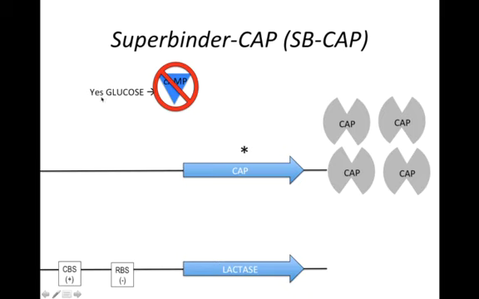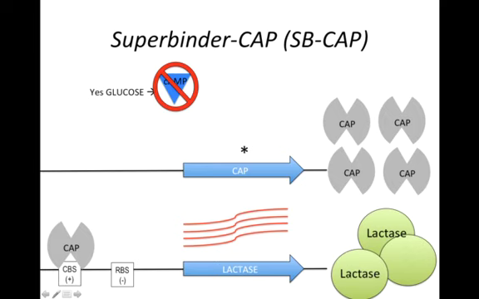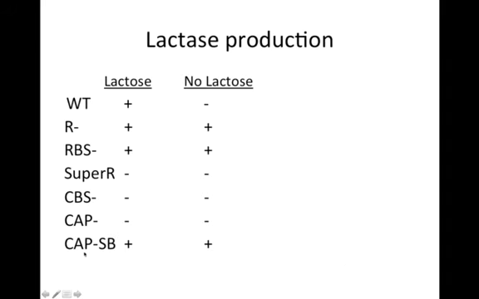But now if we do have glucose, we don't have cyclic AMP, it does not bind to CAP, but CAP can still bind because it's a super binder. And it can still stimulate lactase and lead to lactase production. And so now this one is different. Here we have this mutation, the CAP-SB, which is going to produce lactase whether lactose is or is not present.